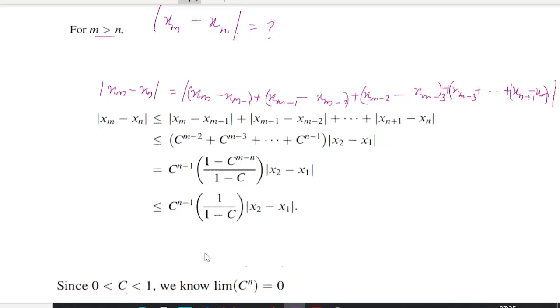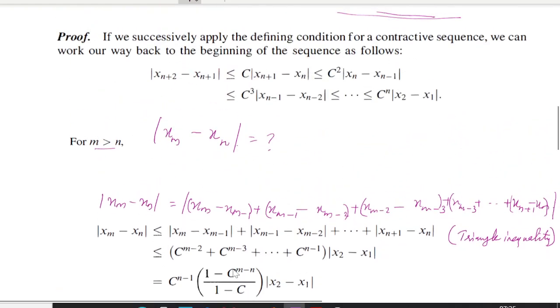Now what I should do, I can apply the triangle inequality. So I will get this is less than or equal to this. That is, this one follows from the triangle inequality. So I will get this is less than or equal to modulus of xm minus xm minus 1 plus modulus of xm minus 1 minus xm minus 2 plus etc. plus modulus of xn plus 1 minus xn. Now applying our contractive sequence idea, that is this one. See this one. So I'm putting this as star.